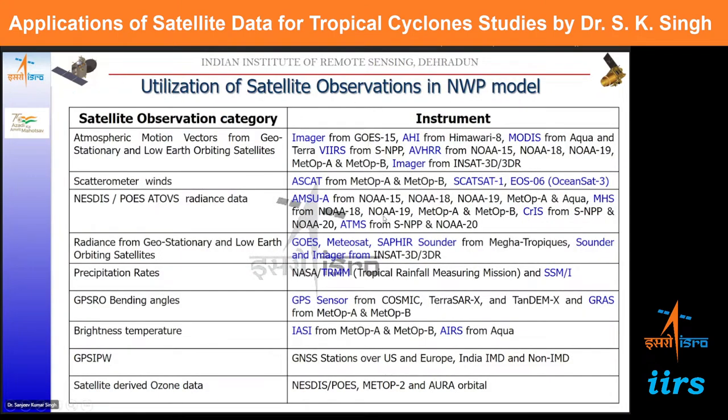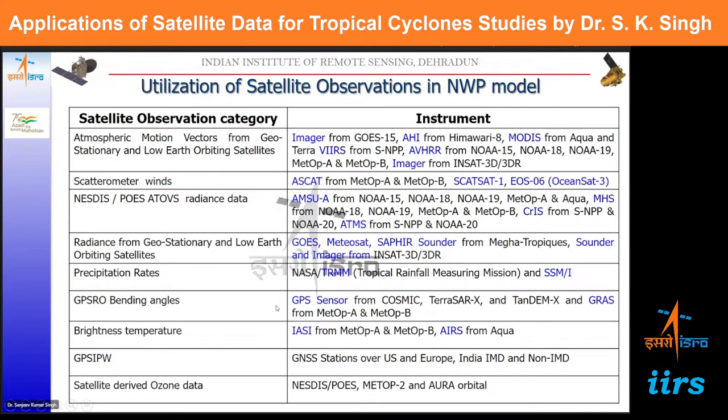These are the satellite observations which are used for assimilation in the numerical weather prediction model, and they further improve the tropical cyclone forecast accuracy. There are many observations: the atmospheric motion vectors from geostationary satellites, scatterometer winds. We are assimilating radiance observations from geostationary and low Earth orbiting satellites. We are getting these from GOES, METEOR, the Saphir sounder, Megha-Tropiques, and the imager INSAT-3D, 3DR. Precipitation rate we are also getting and assimilating into the model.